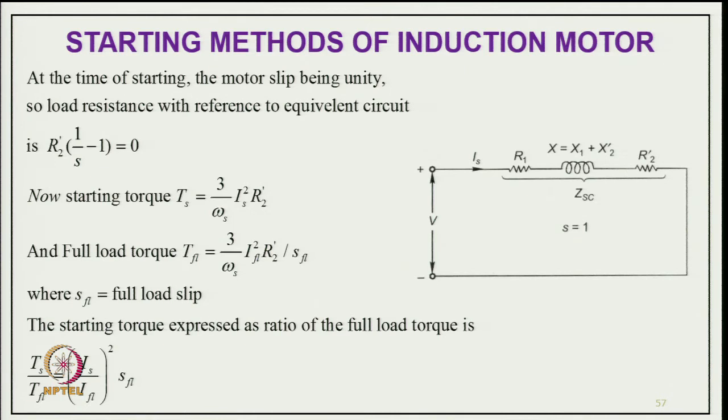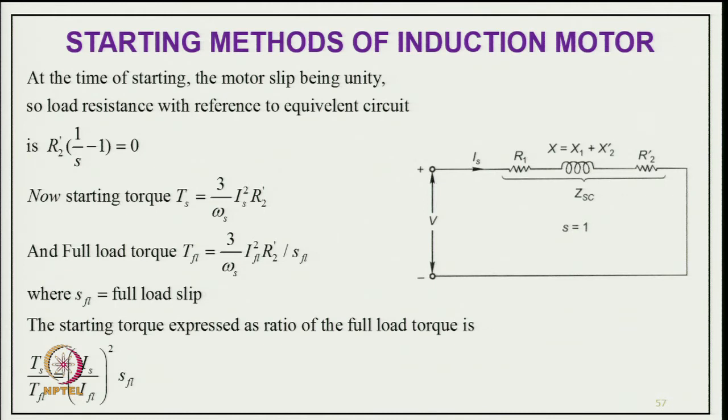So, now the starting torque will be 3 T s equal to 3 by omega s I s square R 2, and at full load it will be 3 by omega s I f l square R 2 upon S f l, with approximation, because at starting we apply very less voltage, around 20 to 30% even for rated current, and in that case, even if we have 5 times the current, the drop in the impedance is quite high. So, in all our starting calculations we certainly take the assumption that the shunt parameters are not considered.